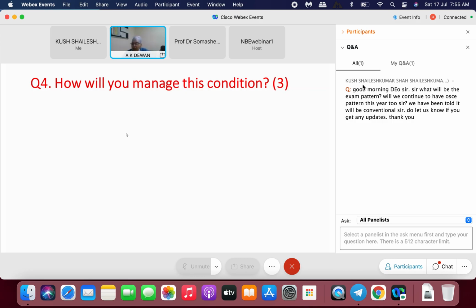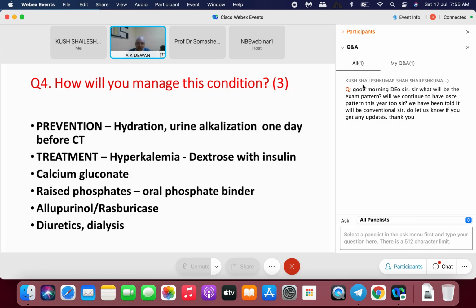How will you manage this condition? Mind you, this is 3 marks. Okay, you will get more time depending on the expected material which a candidate is supposed to write. But one station is 5 minutes and paper will be taken away from you after 5 minutes. So prevention and treatment. Prevention is hydration, urine alkalization 1 day before chemotherapy. Treatment is treat hyperkalemia, raise phosphates, allopurinol, diuretics, dialysis. Depending on how much you write, you get. We don't want any details. I'm repeating in each question.